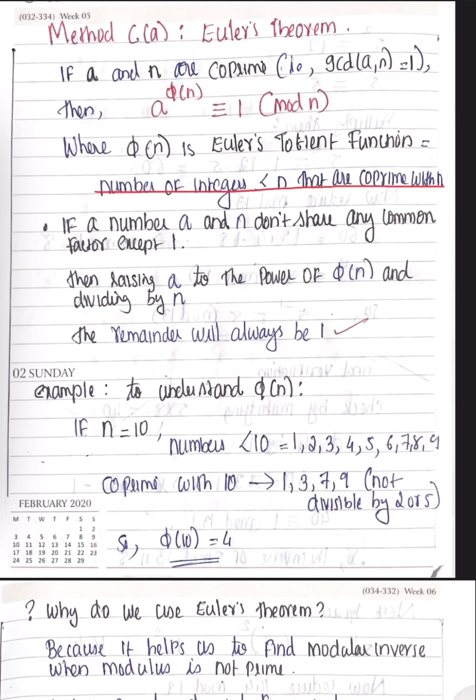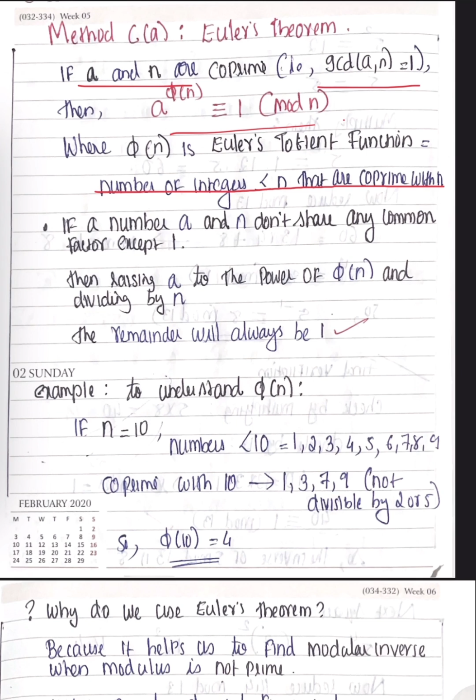What is Euler's theorem? Euler's theorem tells us how powers behave when the numbers are coprime. It is a general version of Fermat's little theorem. In this theorem, if A and N are coprime, that is, GCD of A comma N equal to 1, then A raised to phi of N is congruent to 1 mod N.